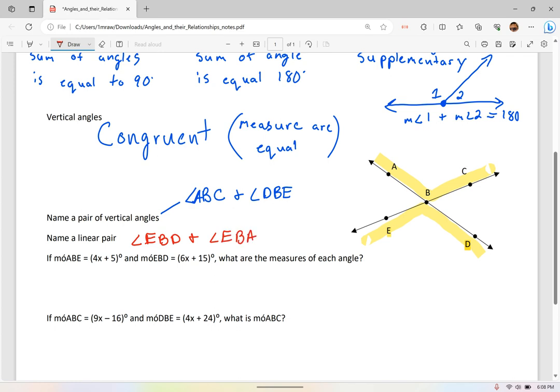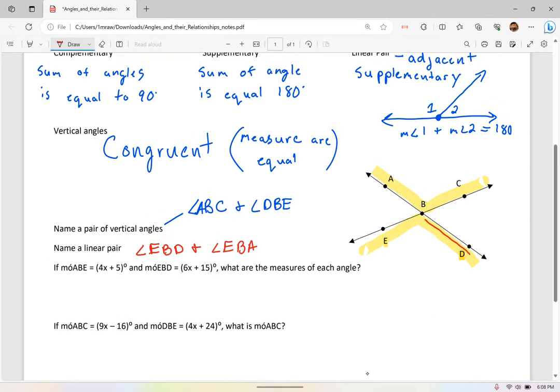Those two angles are adjacent. So here's angle DBD, we talked about, and angle EBA. Notice they share the same ray right there, and they form a line. They're supplementary. Okay, so that's why we call it a linear pair. So what we want to do is a couple of practice pieces here.